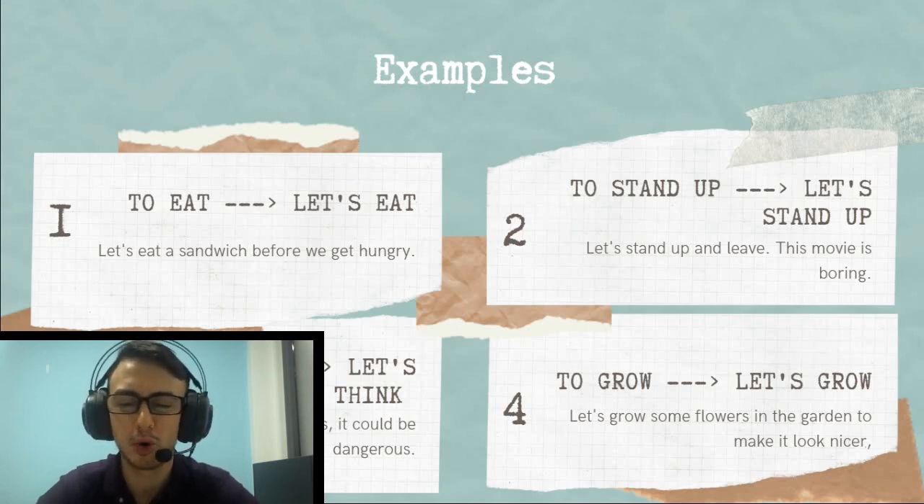This movie is boring. To think becomes let's think. Let's think about this. It could be dangerous. And number 4, to grow becomes let's grow. Let's grow some flowers in the garden to make it look nicer.